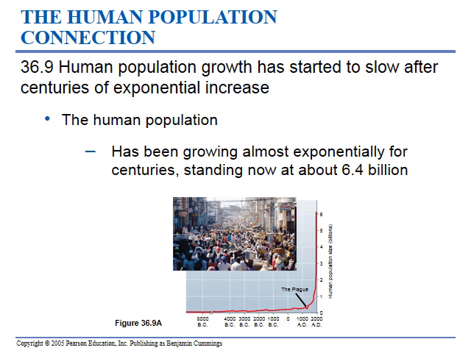Okay, human population growth has started to slow after centuries of exponential increase. So we've been growing exponentially, and if you remember, the basic formula, G equals RN. N is the base population, how many people are on the planet now. And the bigger N is, the more G becomes.